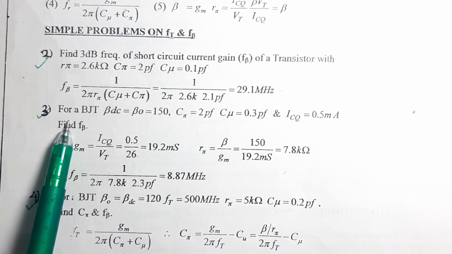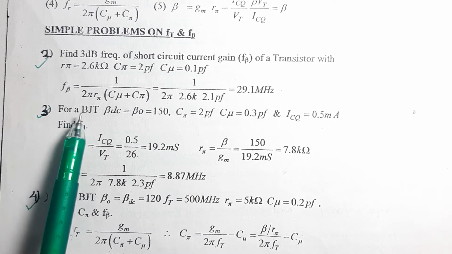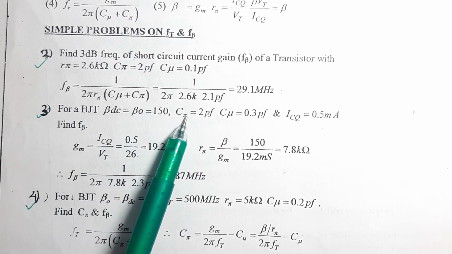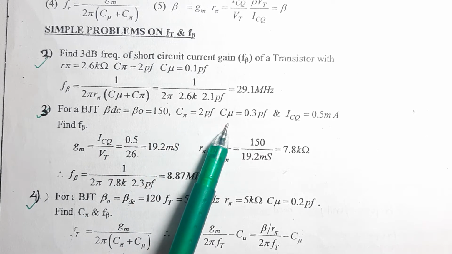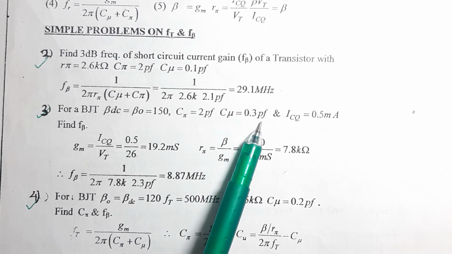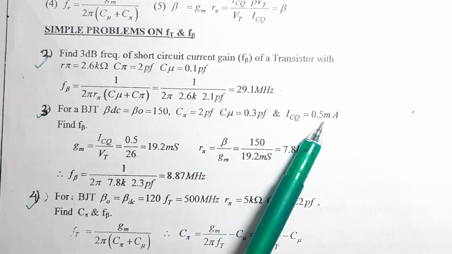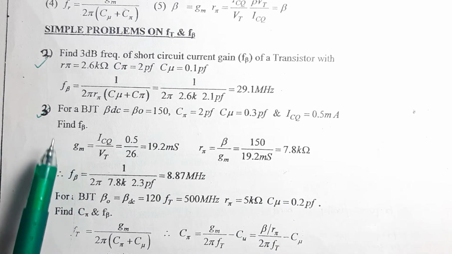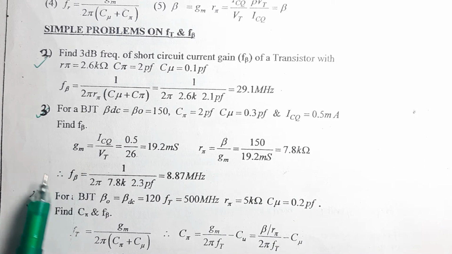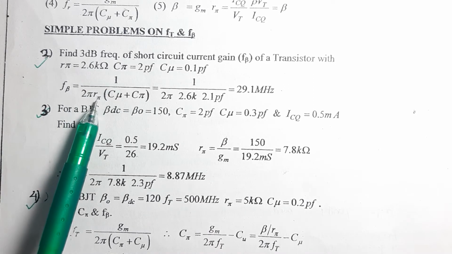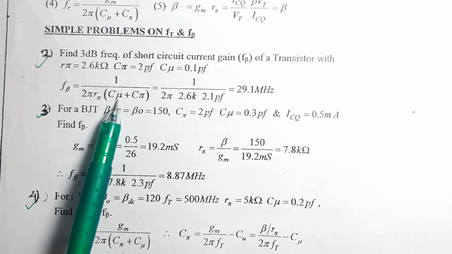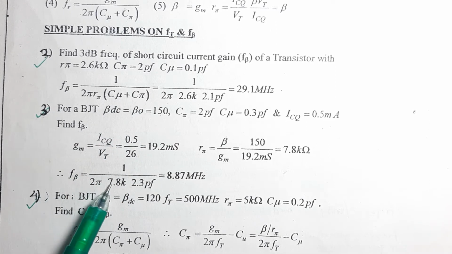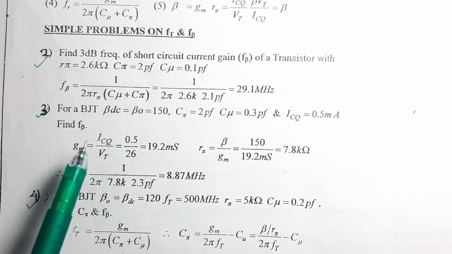Now moving on to the next numerical, we have a BJT where beta DC is given as 150, C pi is given as 2.5 picofarad, C mu is given as 0.3 picofarad, and ICQ is given as 0.5 milliamps. Find f beta here. If you remember, the formula for f beta is 1 upon 2 pi into r pi into (C mu plus C pi). Over here we don't have r pi, so first we need to calculate r pi.